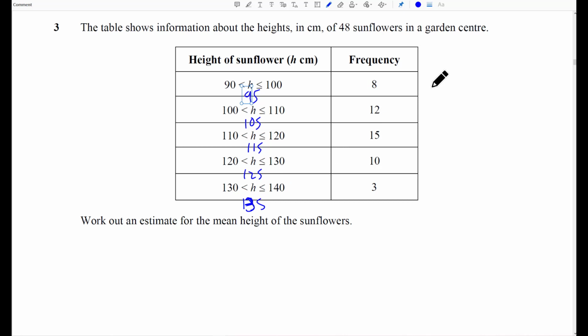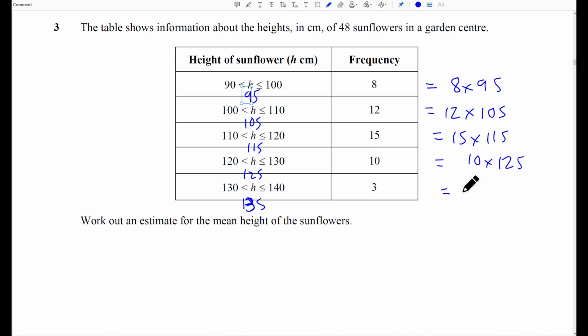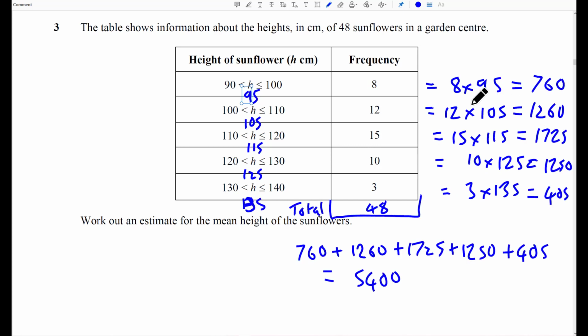Okay. So all we do here is 8 times 95, 12 times 105, 15 times 115, 10 times 125, and 3 times 135. Work all that out on a calculator. So this right here is worth a method mark.